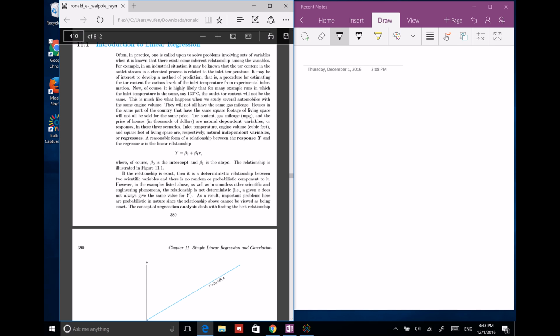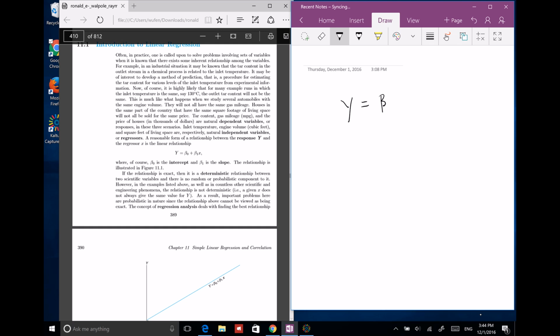a dependent variable, for example gas mileage or the price of houses, also called the response variable, and then independent variables. So in a lot of cases, y and x have a linear relationship.